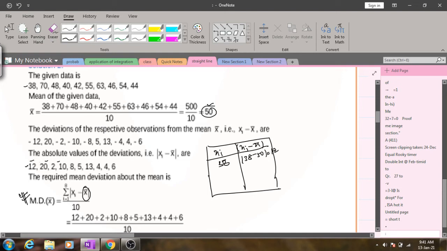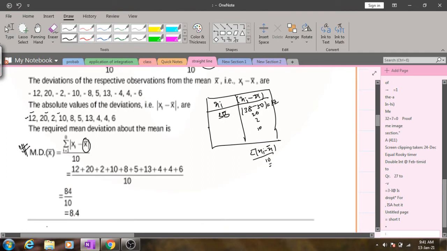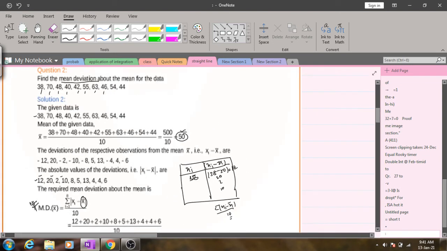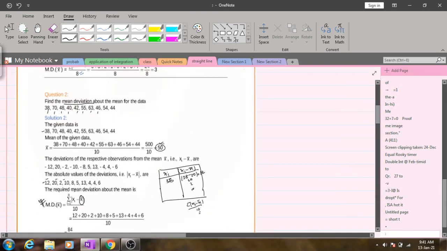So once you get these values 12, 20, 2, 10 and so on, you calculate the summation of xi minus x bar, and then divided by 10, you'll get the mean deviation about the mean. Okay, that's it for this numerical. Kindly pause the video to note it down.